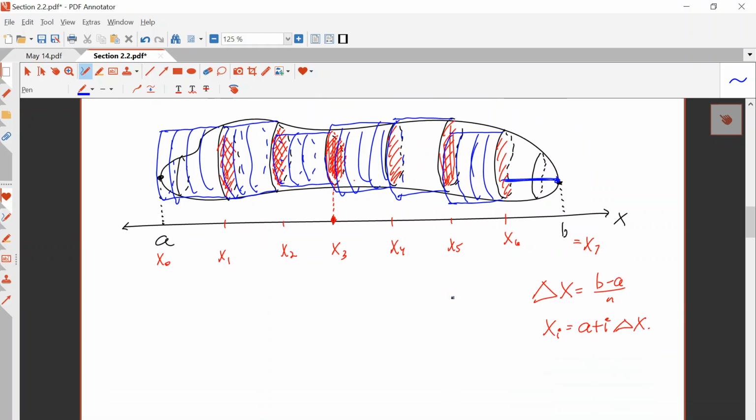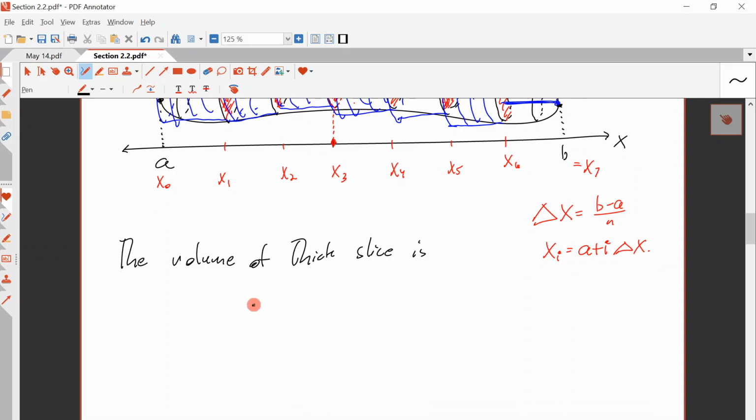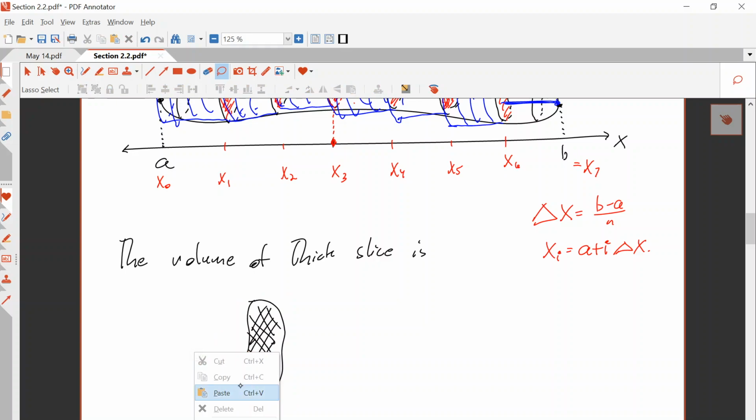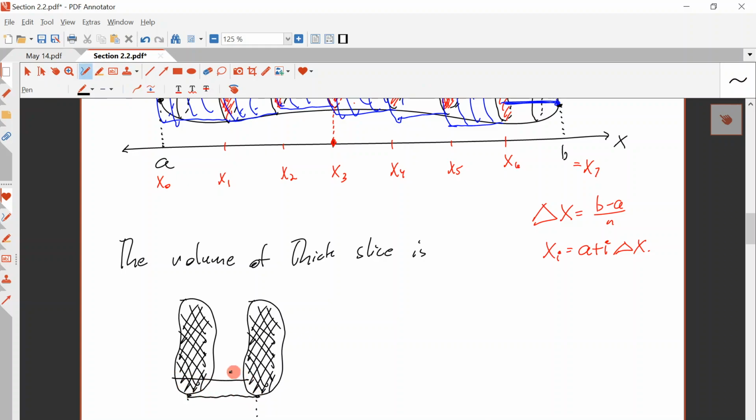Okay, so you've got these thick slices, and the volume of the thick slice is, well, you've got this area A(x_i), so this is at x_i, and then you thicken it just by extending sideways into this thick slice of thickness delta x.